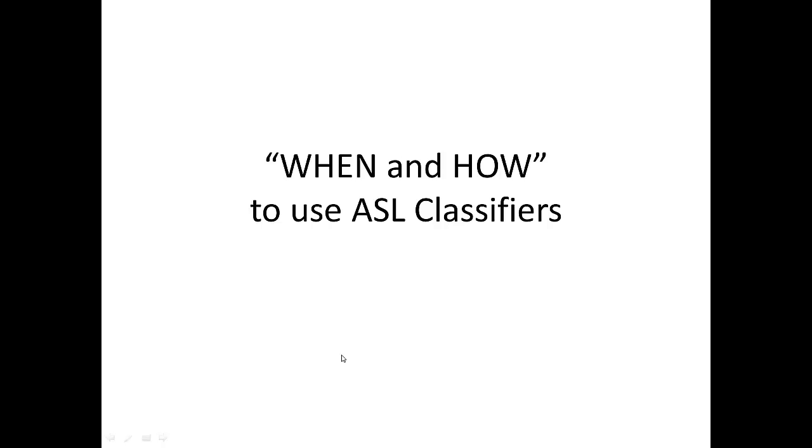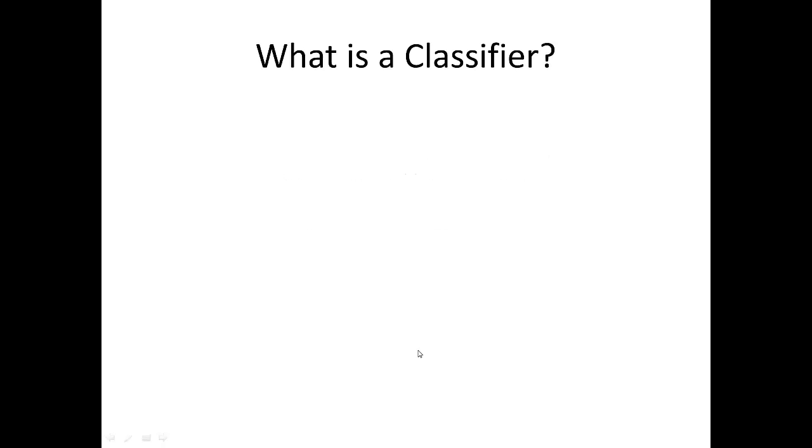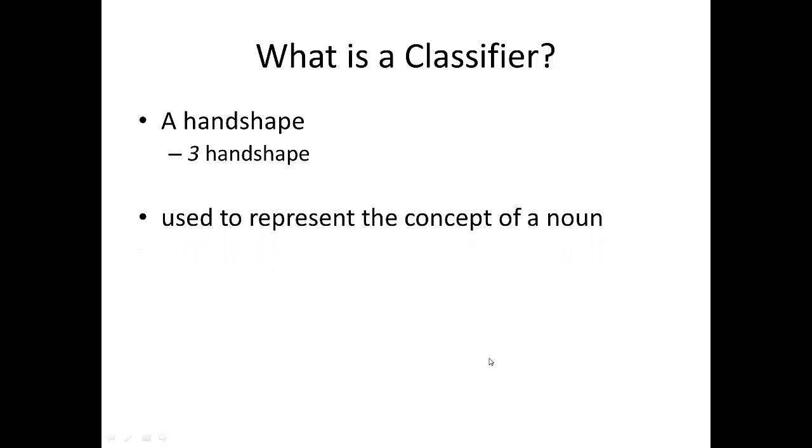Hello everyone, in this video we're going to discuss classifiers. First of all, classifiers are confusing to many ASL students. The classifier is a hand shape, for example, the three-hand shape. A hand shape that is used to represent the concept of a noun. For example, the three-hand shape can represent a vehicle.